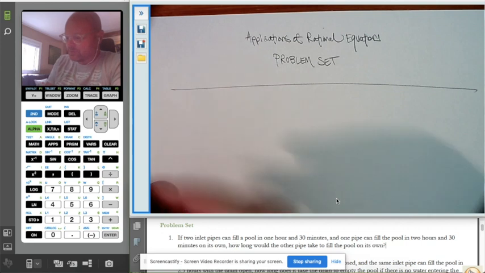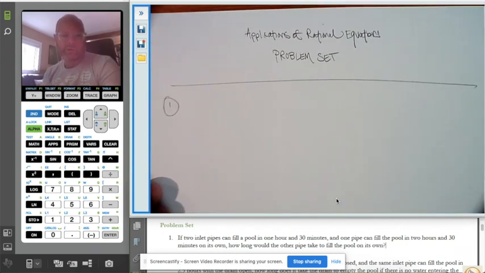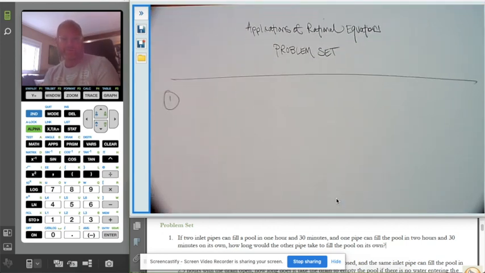All right, guys, so here's the problem set. We're talking about question number 1, which is visible at the very bottom of the screen. This says, if 2 inlet pipes can fill a pool in 1 hour and 30 minutes, and 1 pipe can fill the pool in 2 hours and 30 minutes, how long would it take the other pipe to fill the pool? Are you recognizing this as kind of like a painting the rooms problem? Where we've got 2 different pipes, both filling a pool at different speeds, but we're going to add the rates together and get the total rate of the pool being filled up.